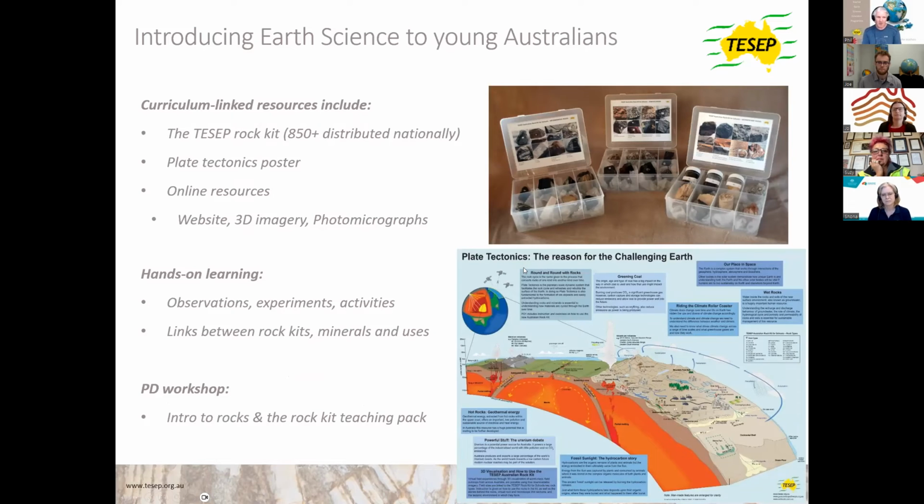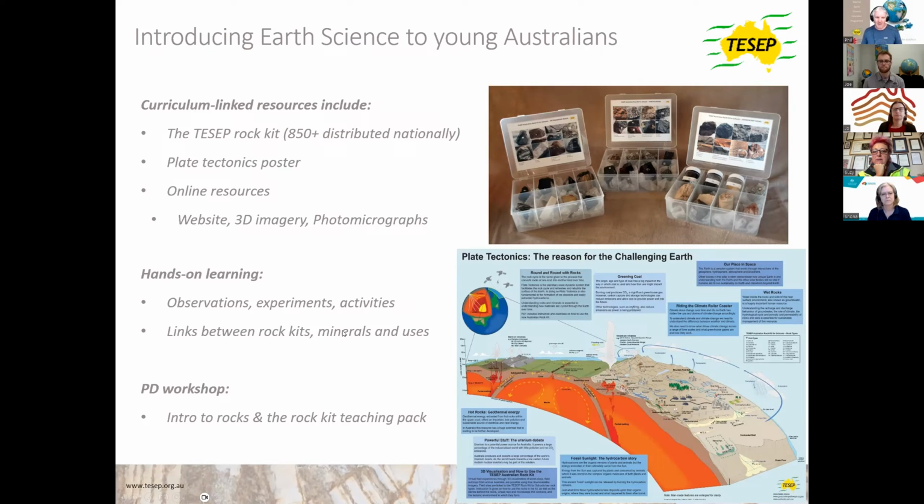Our resources include a rock kit, so a fantastic rock kit with hand specimen size samples. We've distributed around 850 of those nationally now. It's linked to a plate tectonics poster, and we also have a lot of online resources. These include our website, 3D imagery, and photomicrographs.